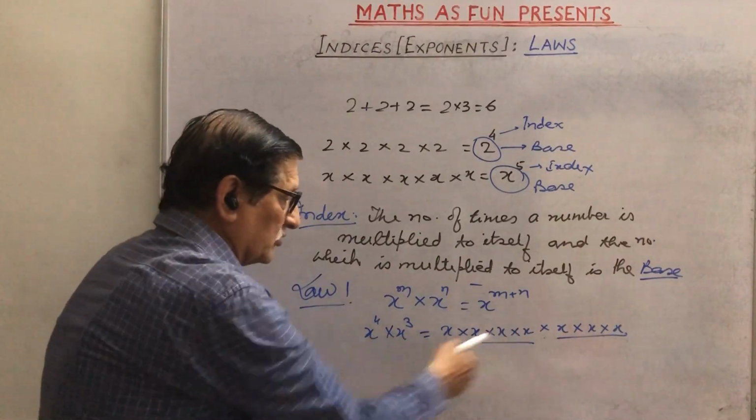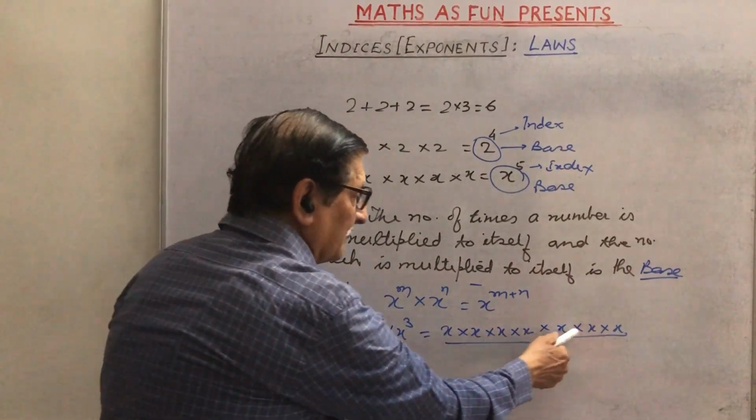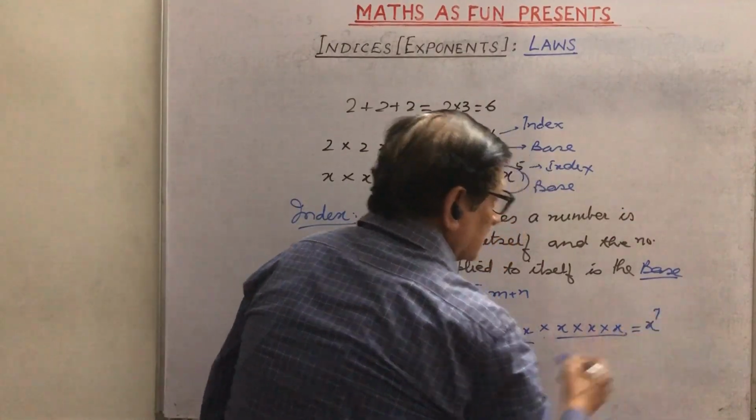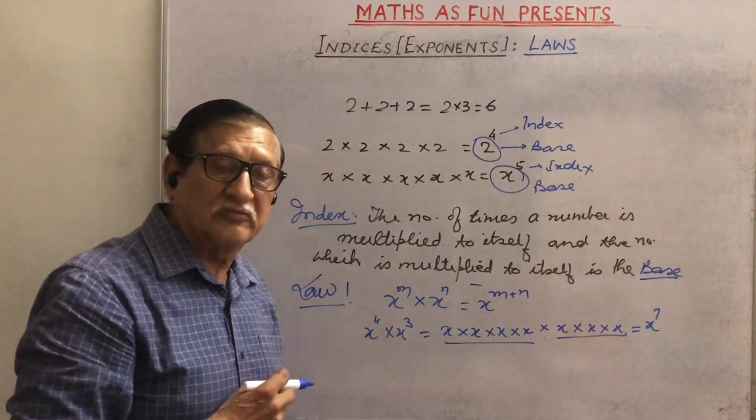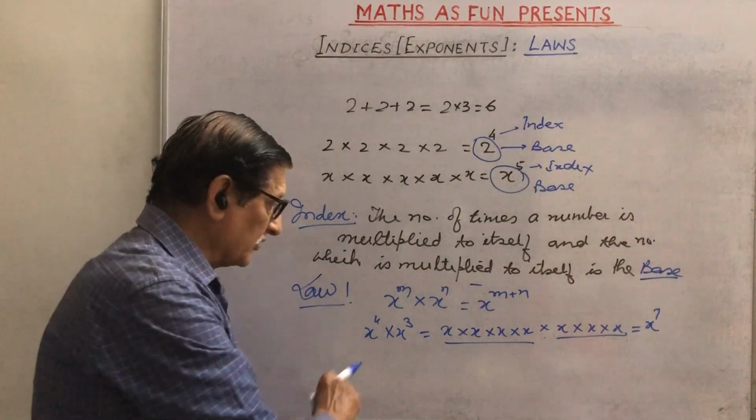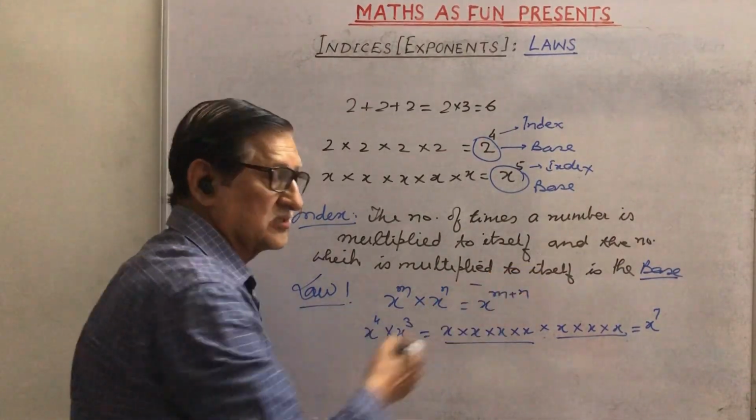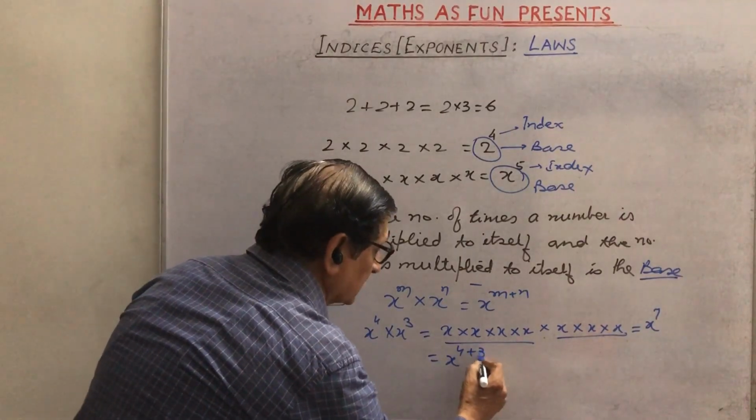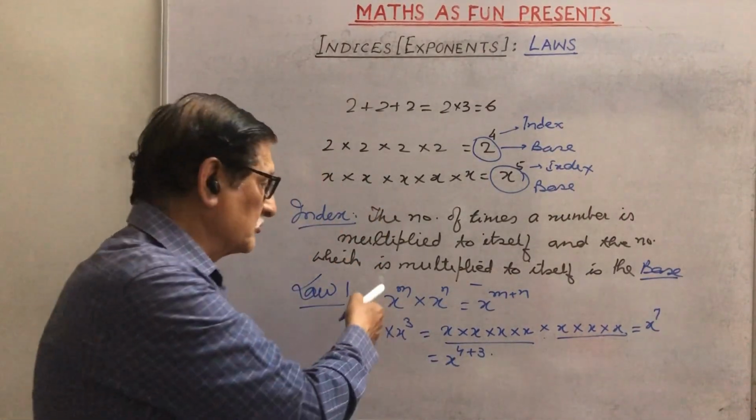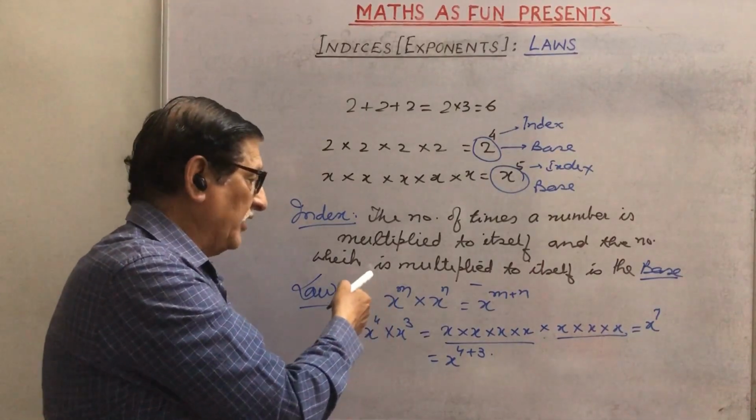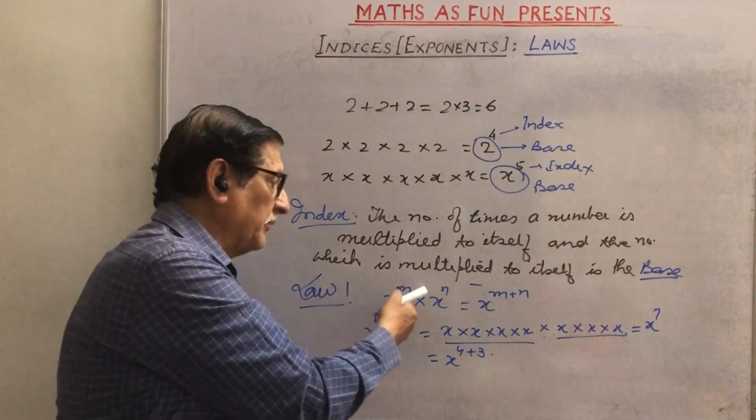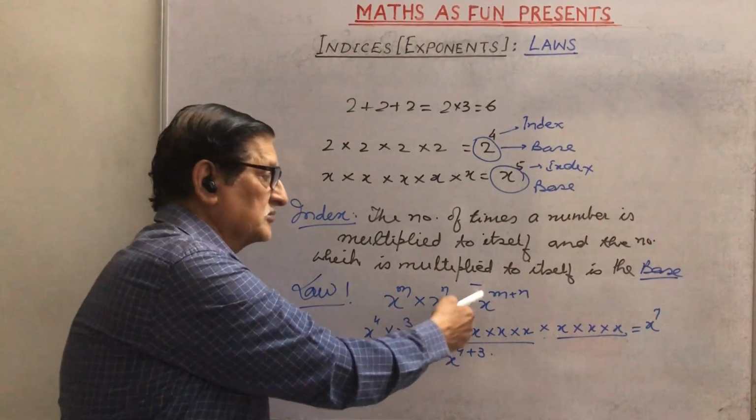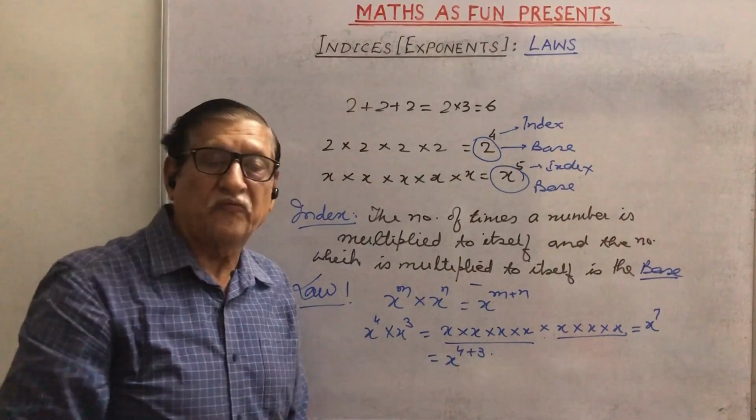What we find if we count them? 1, 2, 3, 4, 5, 6, 7. That becomes x power 7 or the index of x as 7. It means what? We find here 4 plus 3 is 7. So we find it is x to the power 4 plus 3. And that's why we say the first rule is index of x as m when multiplied to index of x as n, then that becomes index m plus n of x.